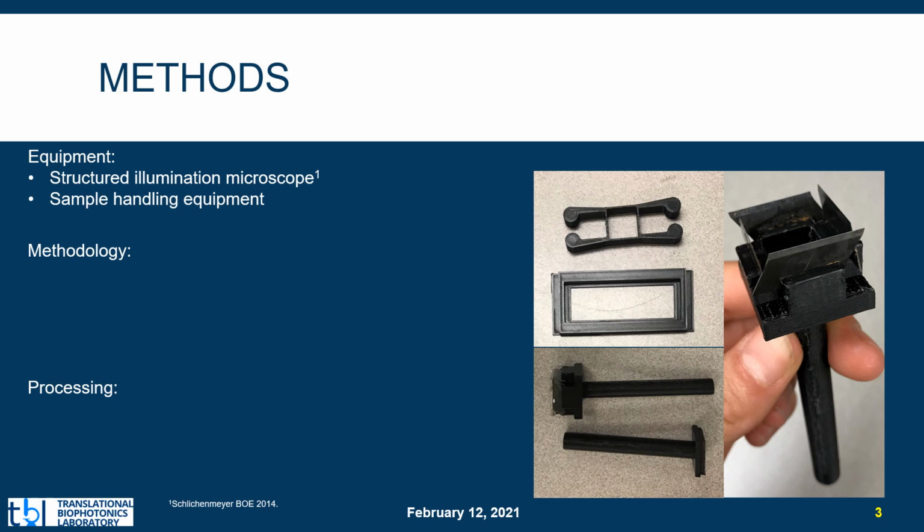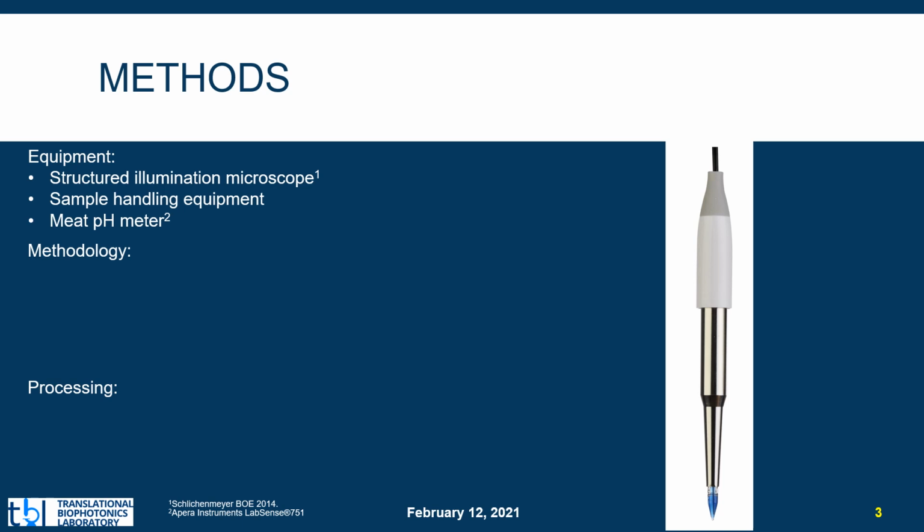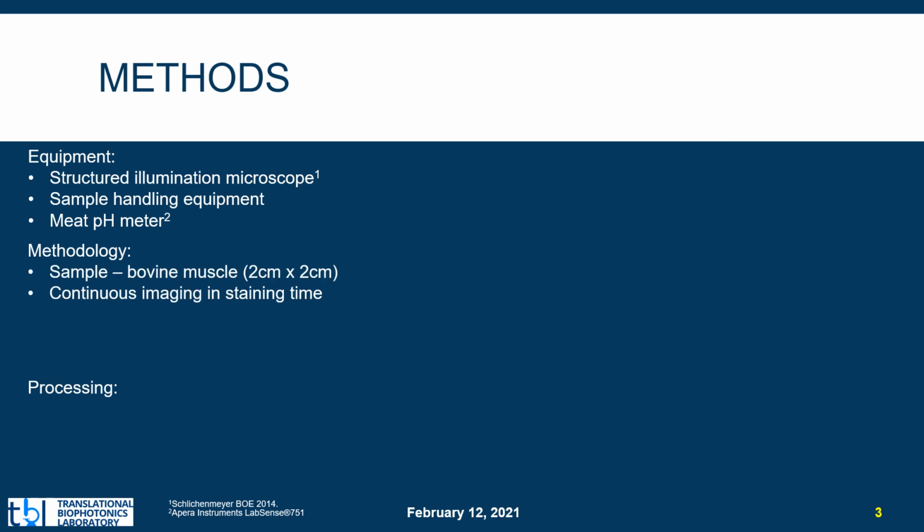We also fabricated a sample compressor. We used the Apera Instruments LabSense 751 pH probe for solid materials. To keep the tissue samples relatively constant, we used bovine muscle and we performed cumulative staining for time-based studies. That means that for one solvent and rinsing solution pair, we imaged one tile of the sample and then provided additional stain to it between imaging sessions. Between two exposures to the stain, we did not refill or change the staining solution, to mimic continuous staining.